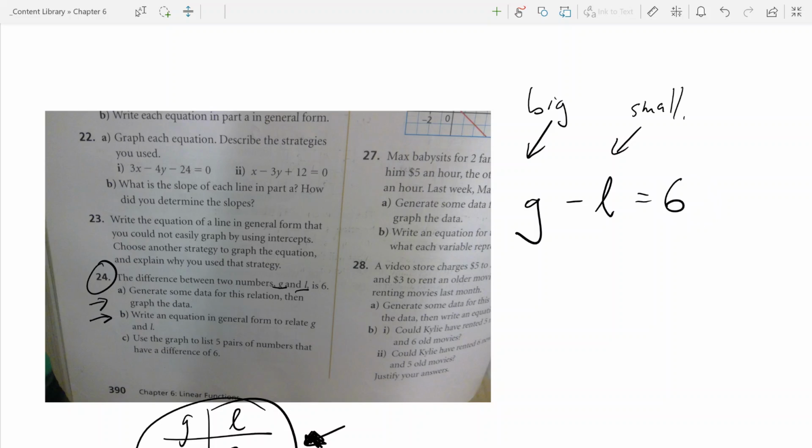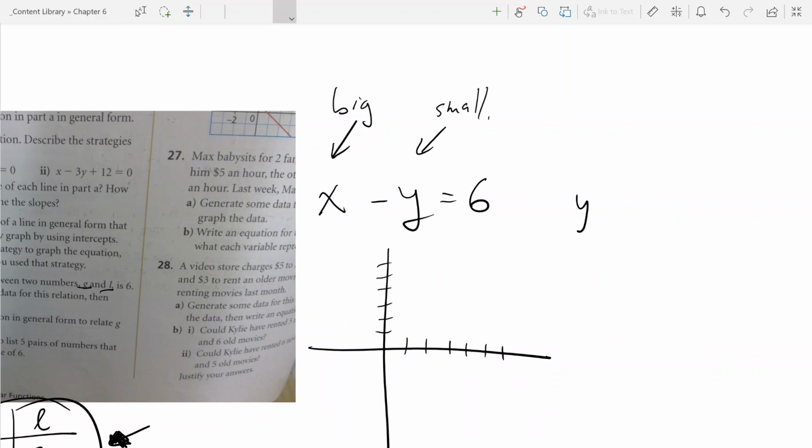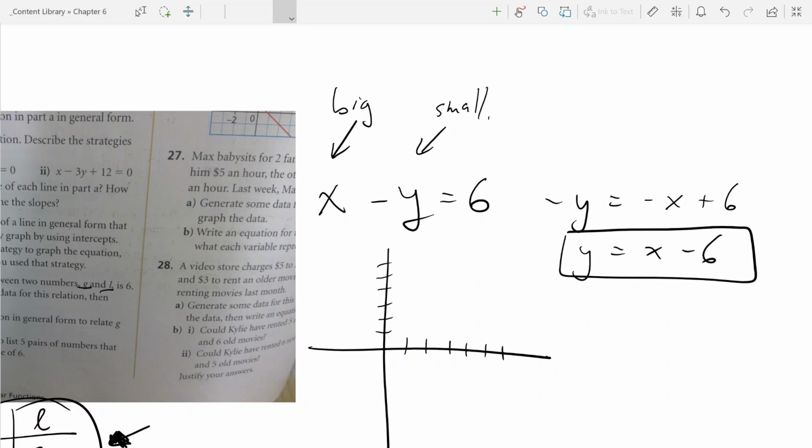That makes sense. Now what I need to do is actually graph this to show what it looks like. I'm going to change the letters so it's a little easier to understand. This will be X and this will be Y. Okay, so when I actually graph it, I'm going to rearrange it so it's y equals negative x plus 6, y equals x minus 6. That's our y equals equation.